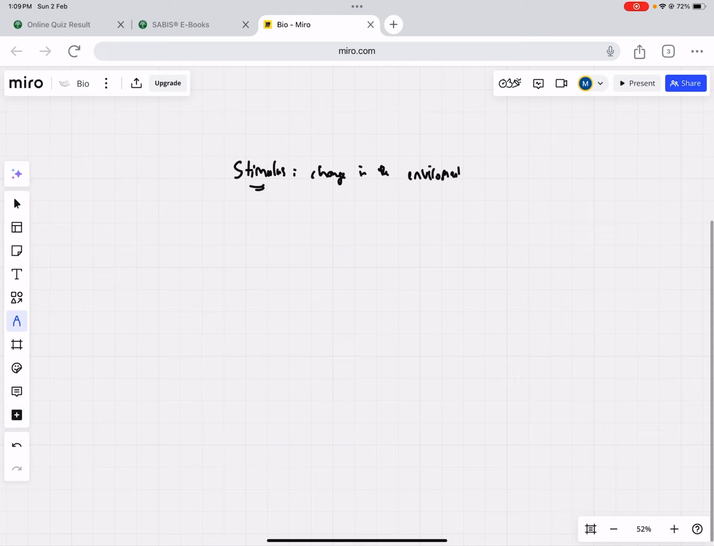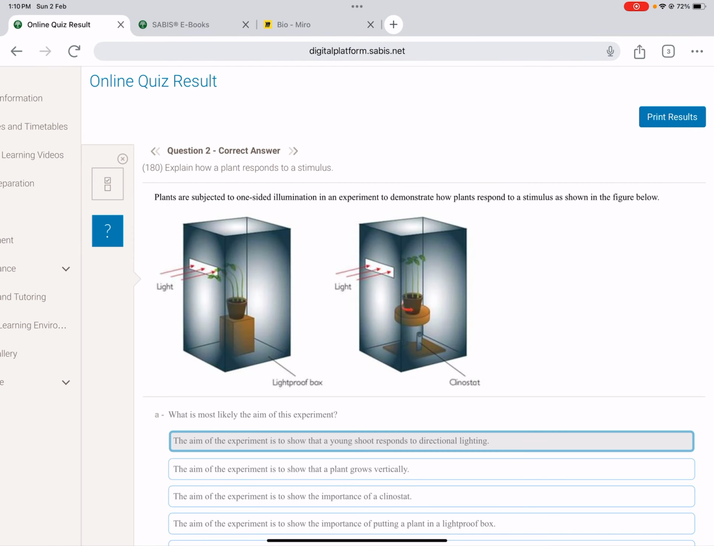Now, what do we call the ability to detect such a stimulus? We call it sensitivity. Sensitivity is the ability to detect and respond to a stimulus. Okay, this is the first concept we want to talk about.